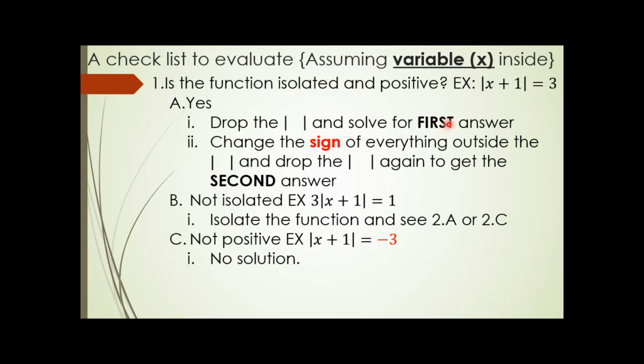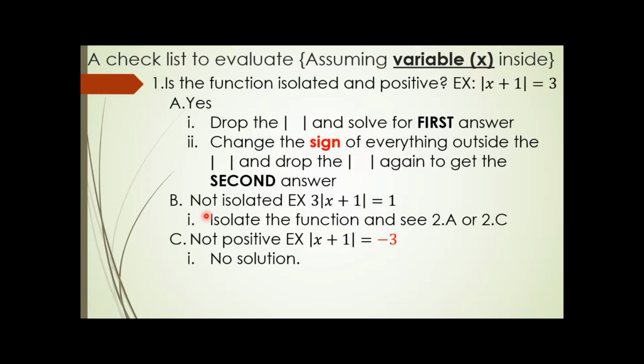There are two answers with absolute values. For the second answer, you need to change the sign of everything outside the absolute value and drop the absolute value again to get the second answer. For instance, you would have a -3 instead of a +3. We'll see that in a little bit, all right?